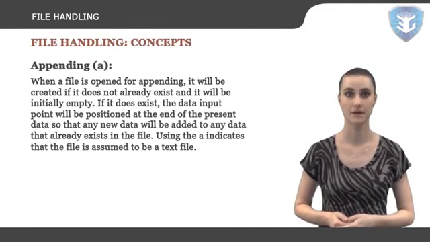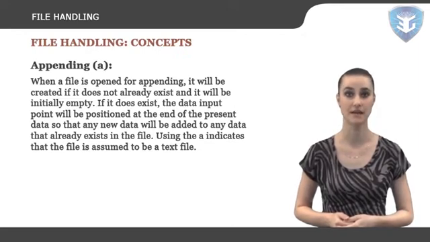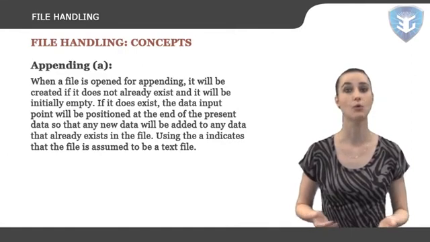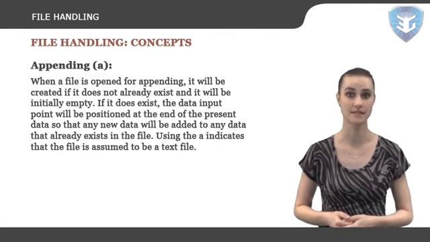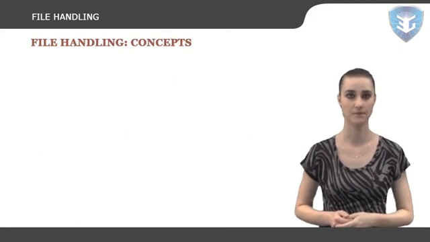Appending, A. When a file is open for appending, it will be created if it does not already exist, and it will be initially empty. If it does exist, the data input point will be positioned at the end of the present data, so that any new data will be added to any data that already exists in the file. Using the A indicates that the file is assumed to be a text file.